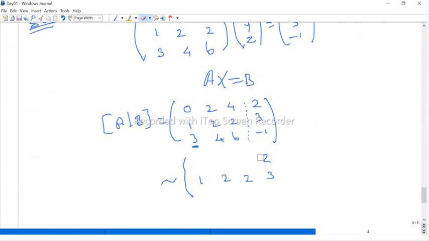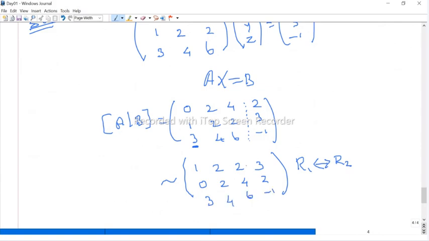So what we are going to do here: we call R1 the first row, R2 the second row, R3 the third row. First I want to interchange R1 and R2. The second row becomes the first row, 1, 2, 2, 3, and the first row becomes the second row, 2, 0, 4, 2, and I keep the third row fixed. If you want, you can put a dot to differentiate the B vector.